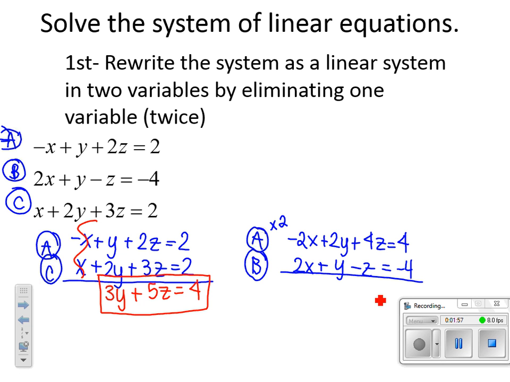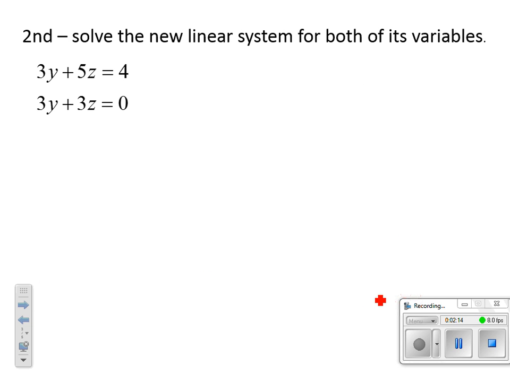When I do that, my x's cancel. I'm left with 3y plus 3z equals 0. And now I have two equations, two unknowns. When I do that, I can go to the next step. My next step is taking those two equations, two unknowns, and solving them for the y and the z.